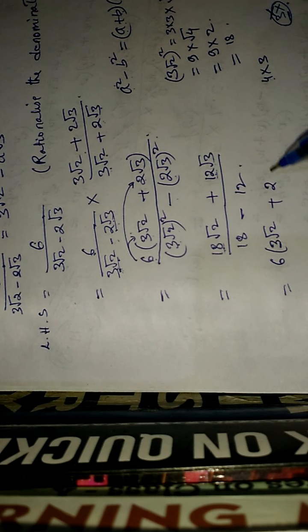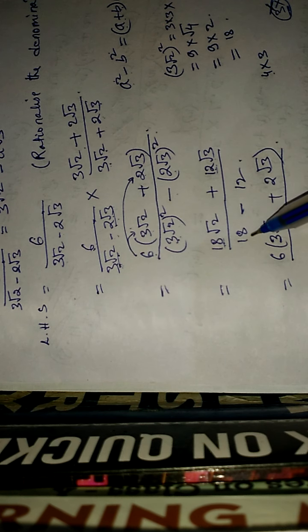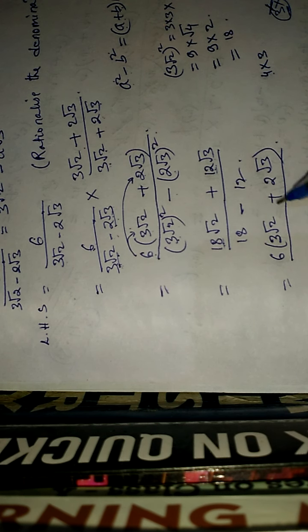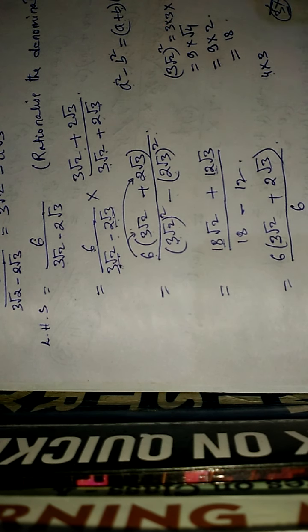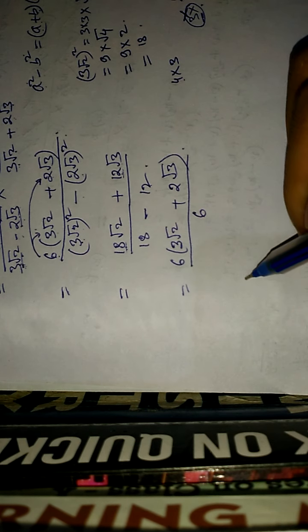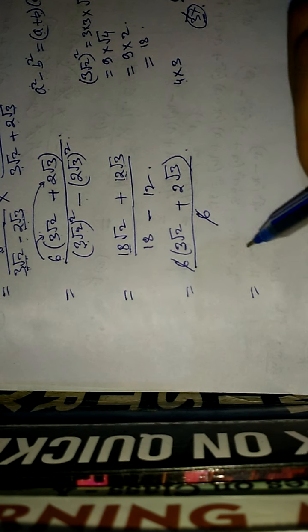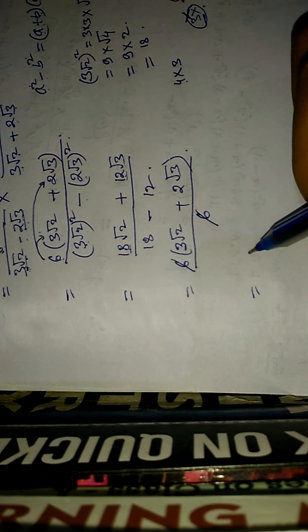Then the denominator, subtract 12 from 18. If we subtract 12 from 18, we will get 6. Then the numerator 6 and the denominator 6, you can eliminate these two. Okay, then what do we get now? 3 root 2 plus 2 root 3.